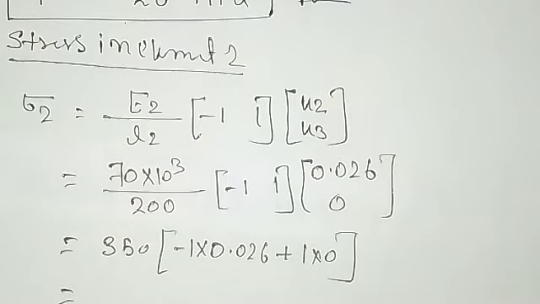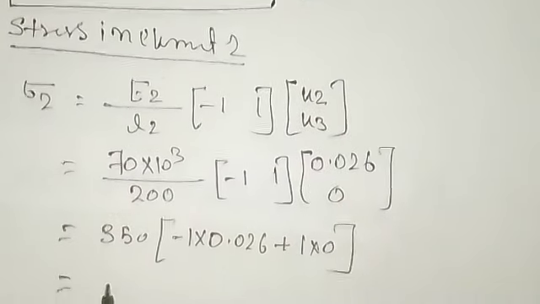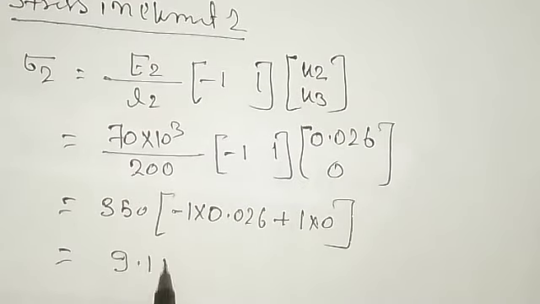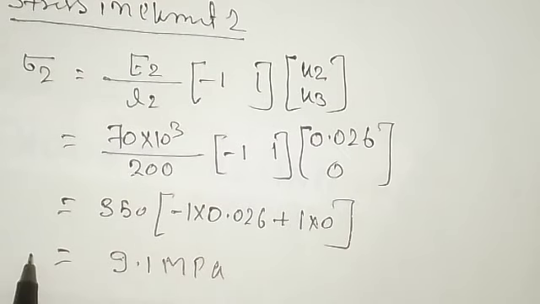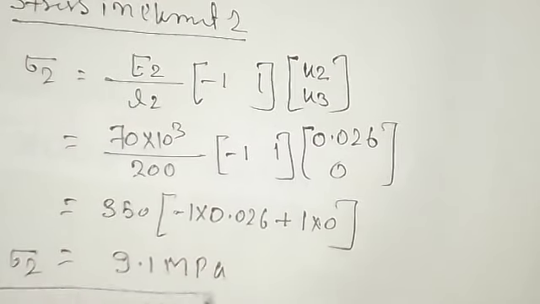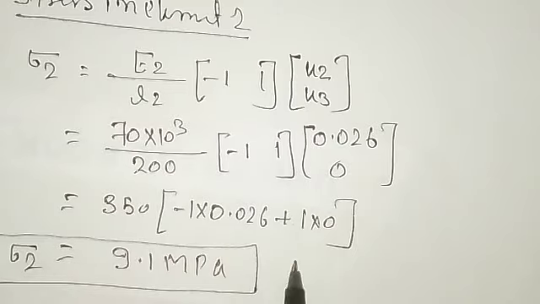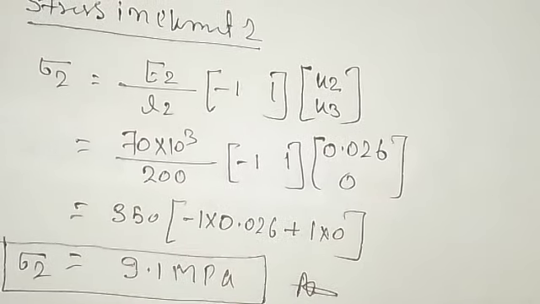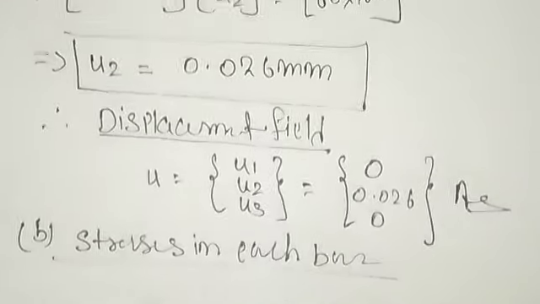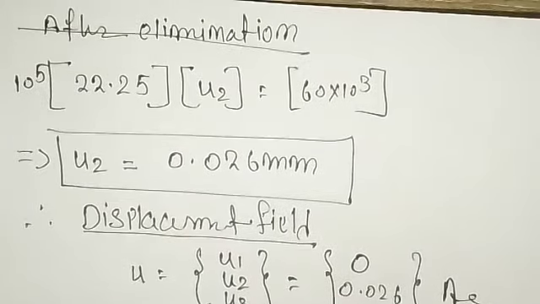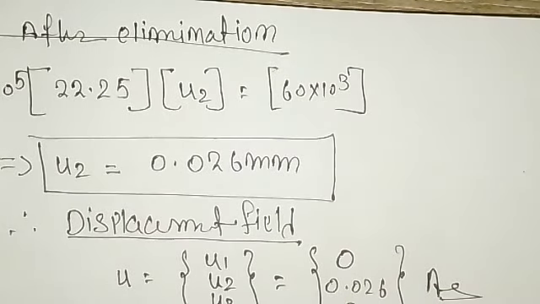So it is 9.1, right? So this will be the 9.1 megapascal. This is sigma 2. So stress 1 and stress 2 in each member we calculated. The last one we have to calculate the reaction, right? So finally we have to calculate the reaction. How we calculate the reaction, I will show you here.